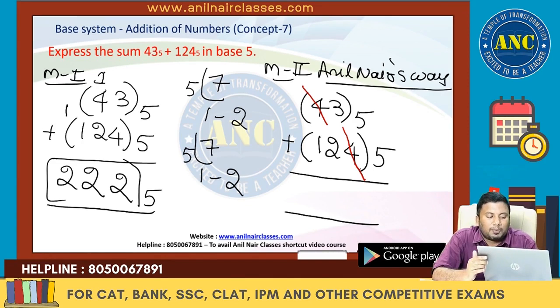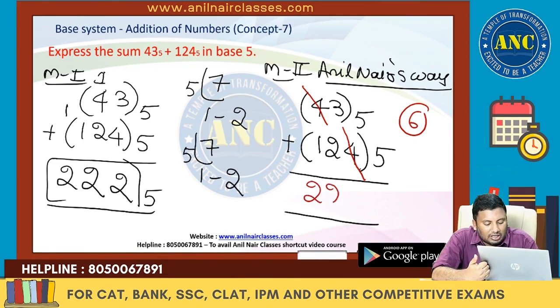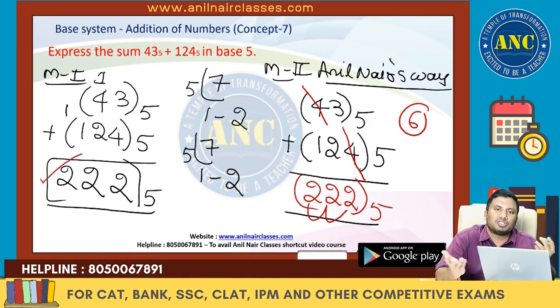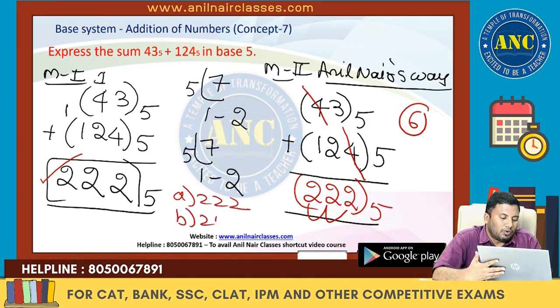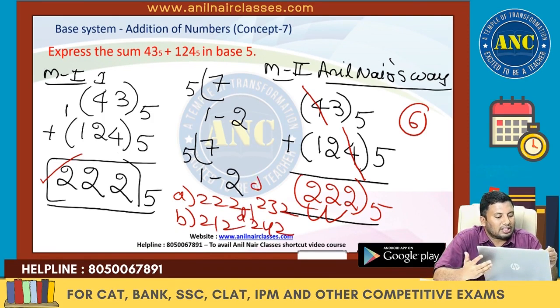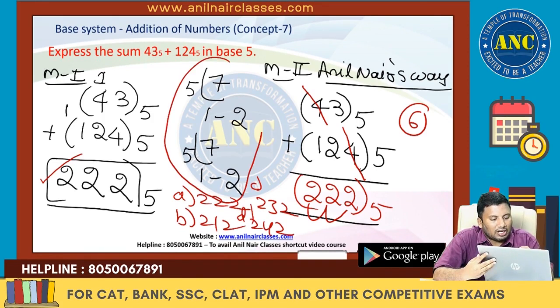What is 3 plus 3? 3 plus 3 is 6. Answer is 222, in base system 5. 2 plus 2 plus 2 is 6. This is the matching answer. If options are like this, 222, 212, 232, 242, C and D you don't need to do anything of this. Calculations are not at all needed.